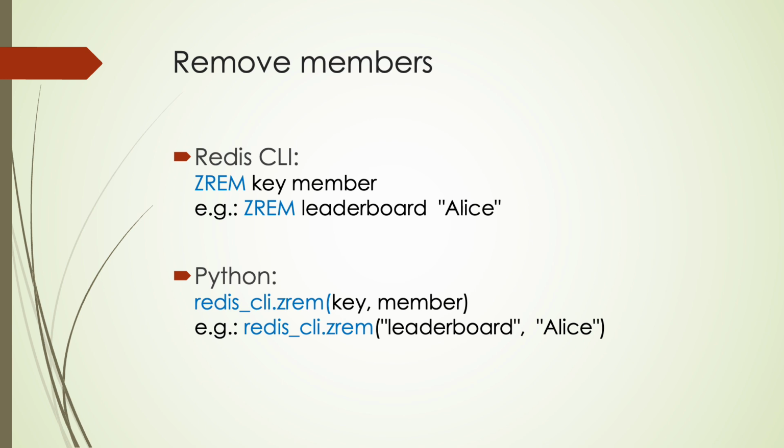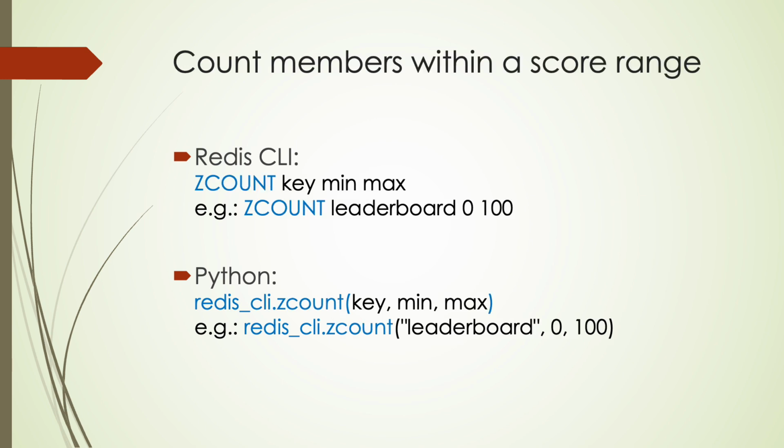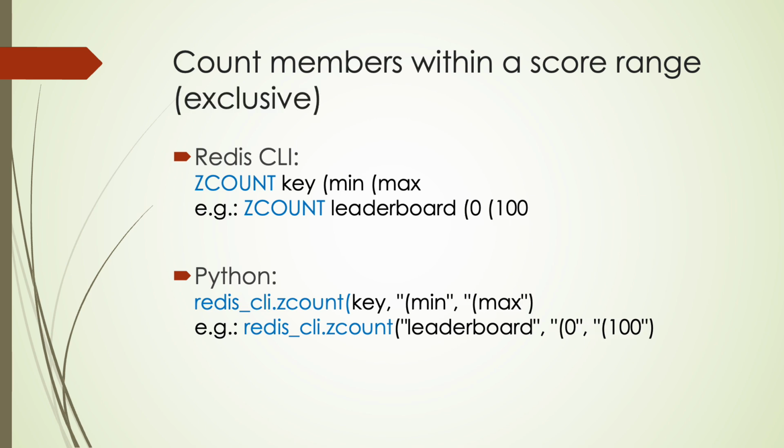To remove a member from a sorted set, use the zrem method with the Redis key and member name. We can return the number of elements in the sorted set within a score range using the zcount method. By default, the score intervals specified by min and max are inclusive. It is possible to specify an open interval, aka exclusive, by prefixing the score with the left parenthesis symbol. Note that in Python, the scores should be put in quotes if it has the left parenthesis symbol.